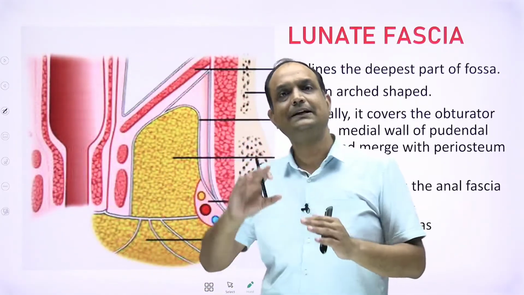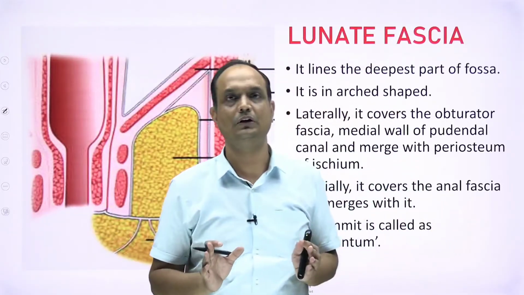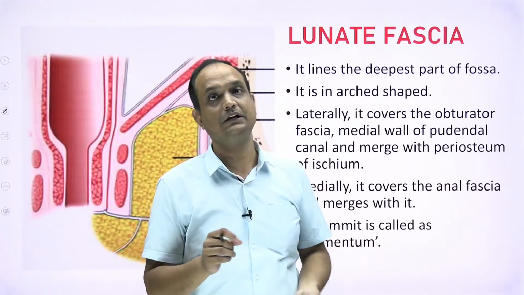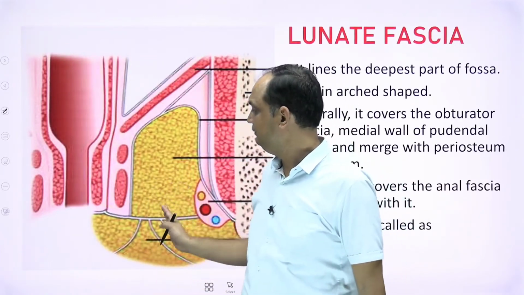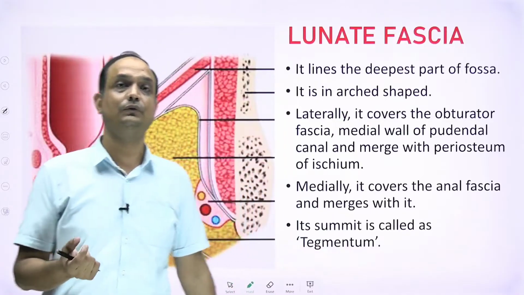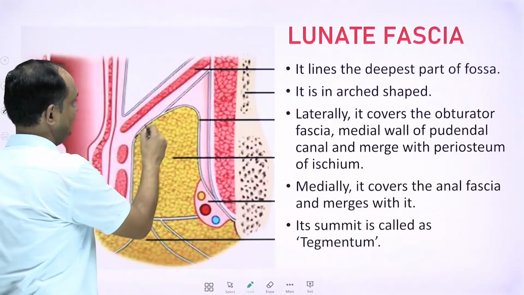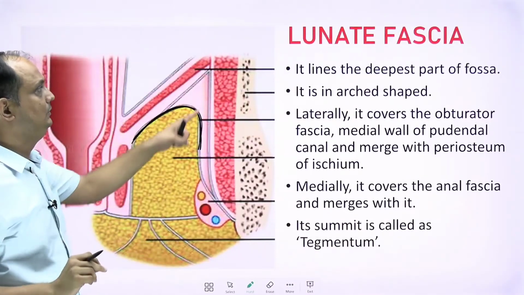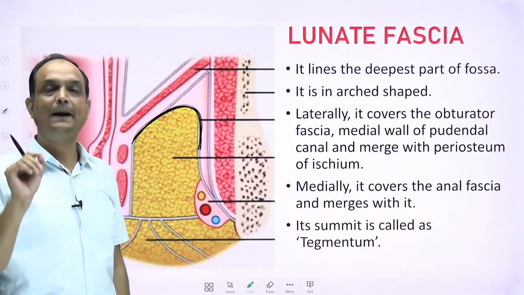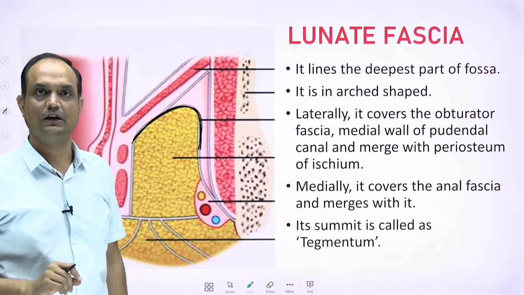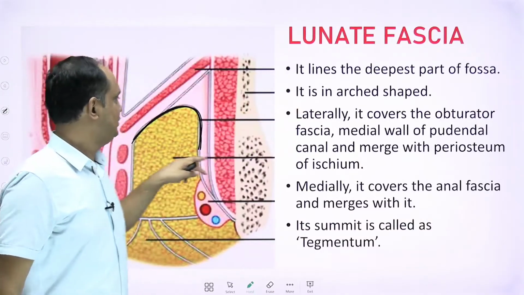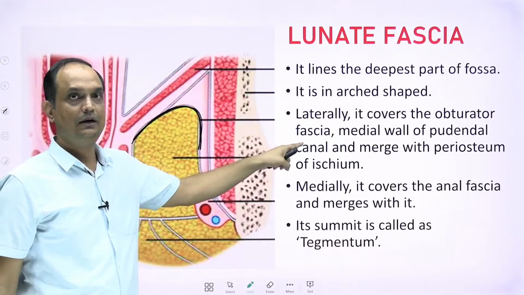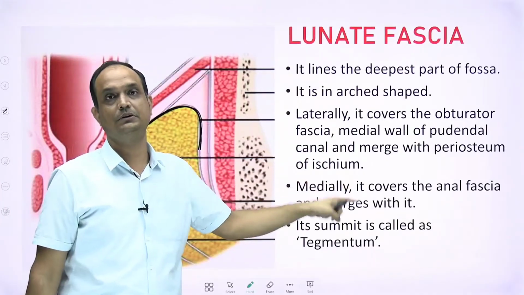Now, in some books you don't have this description of the lunate fascia, but if you are using this concept, you have to keep in mind that when you look at the ischioanal fossa, the deepest fascia is the lunate fascia. If you are using the term lunate fascia, it is the deepest fascia of the ischioanal fossa. It is arch shaped, and laterally it covers the obturator fascia. It merges with the periosteum of the ischium on the lateral wall.